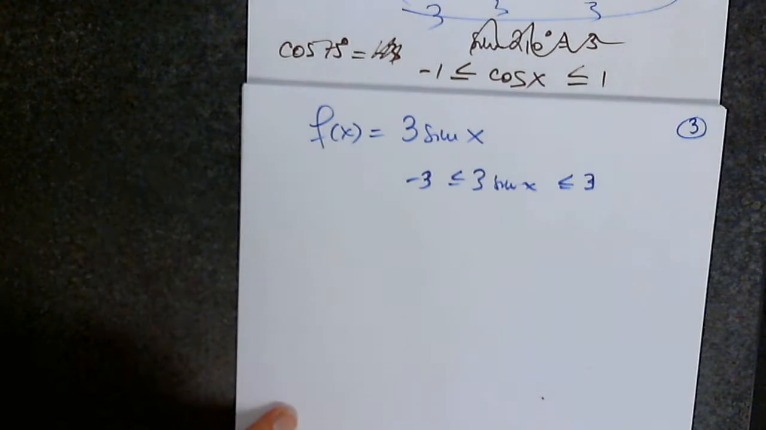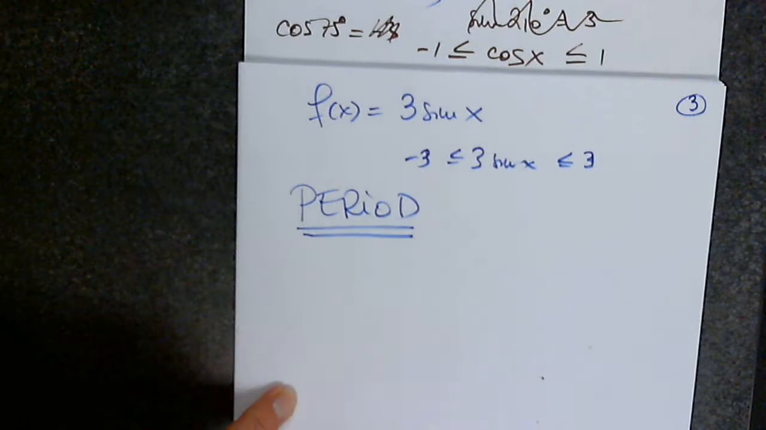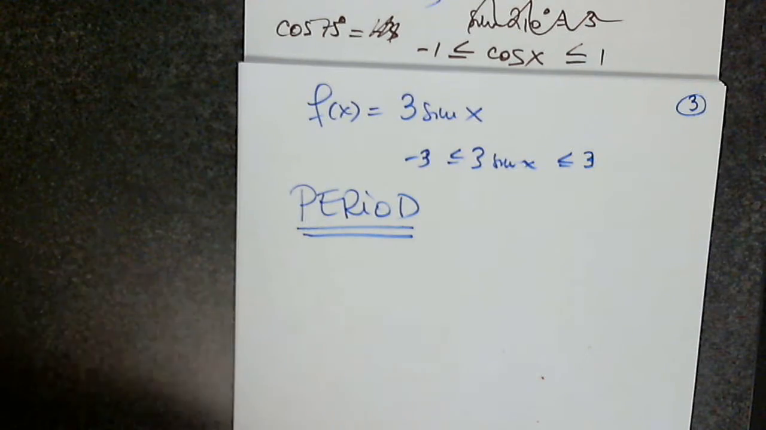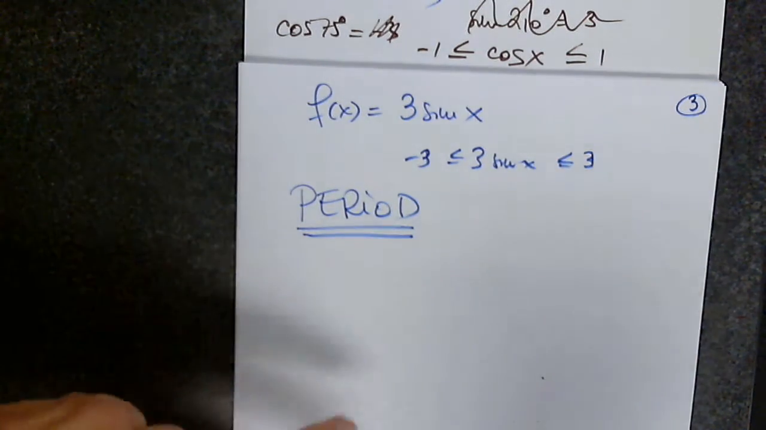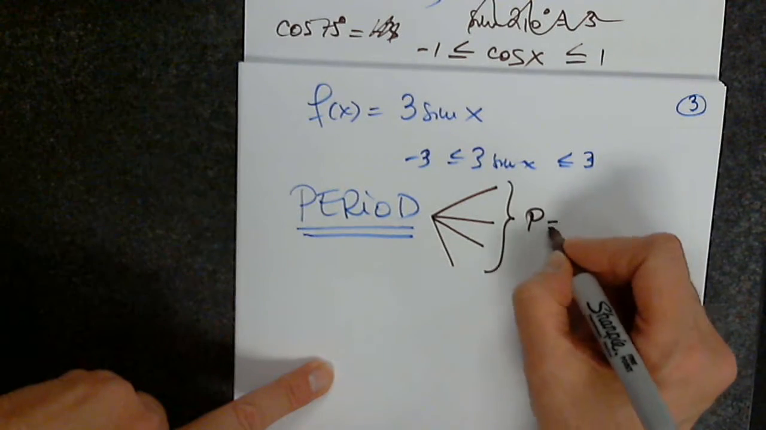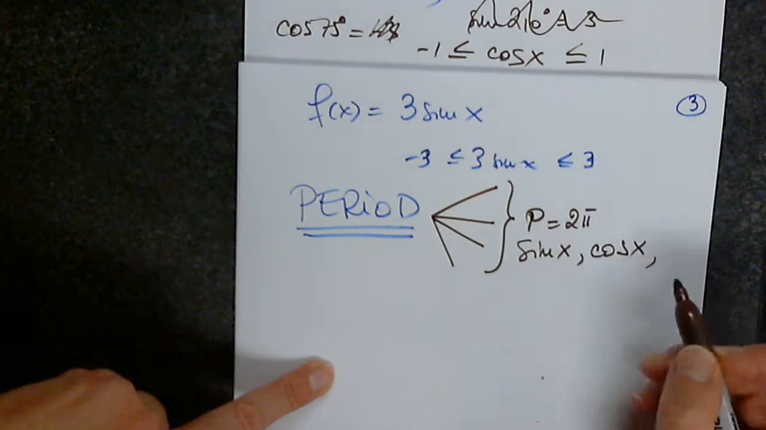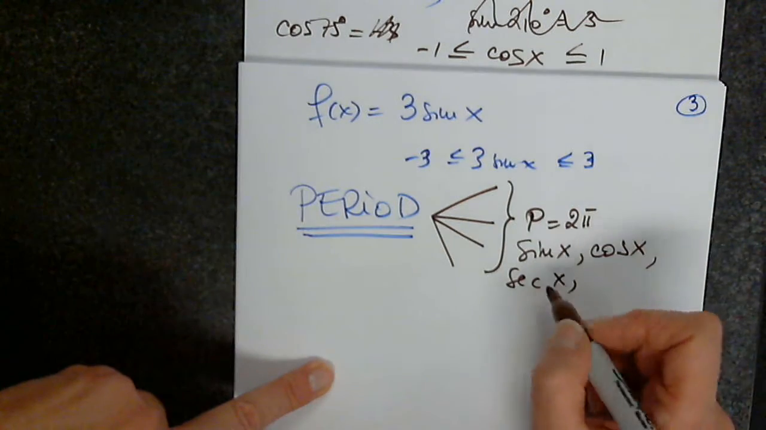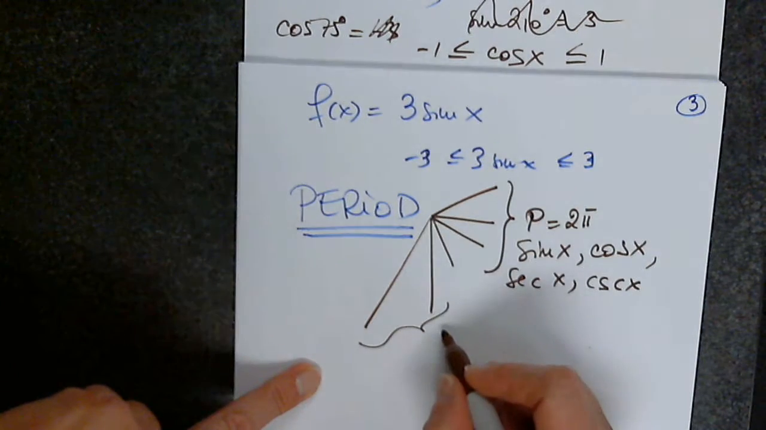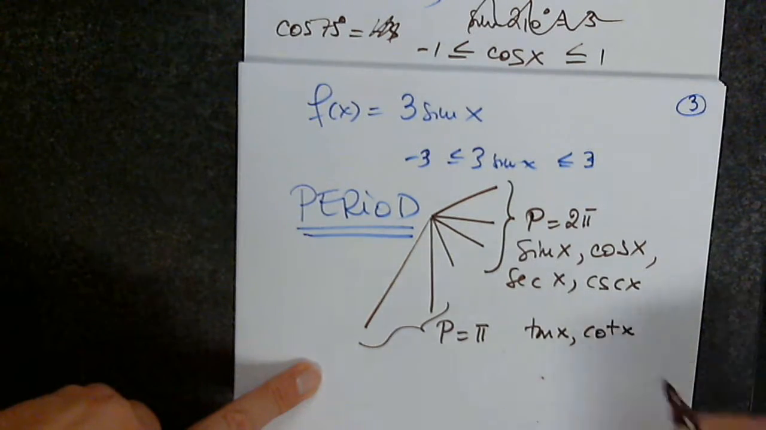Now, actually, one more thing. Period. Trig functions, all 6, are periodic functions. 4 of them have the same period. These 4 have period 2 pi, and they are sine x, cosine x, secant x, and cosecant x. The other two have period pi, and they are tangent x and cotangent x.